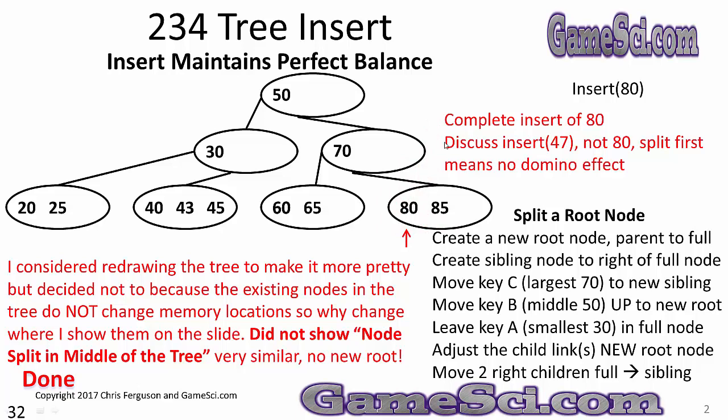But let's look at some hypotheticals here. What if we were inserting 47 and not 80? The split first means no domino effect. If I was inserting a 47, it would continue to this node, split it, but that wouldn't be a problem. Why would splitting this not be a problem? Because there's plenty of room in the parent to promote 43.